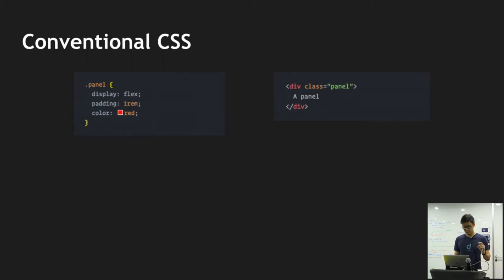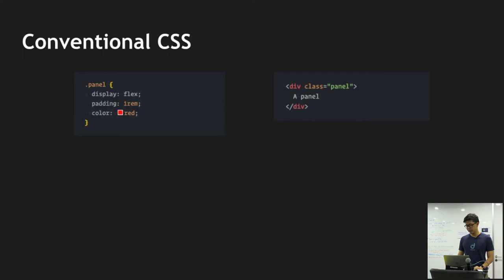So, okay, how do you get here? Conventional CSS: if you're a front-end developer, you've probably heard of all the good best practices like object-oriented CSS, BEM methodology, SMACSS, and they advocate this approach where, if you're creating a panel, you just give it a name, my panel, and you put in the classes like this. So it's a component-first naming methodology.